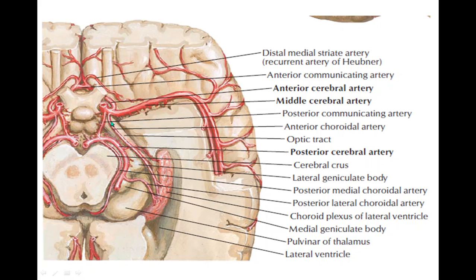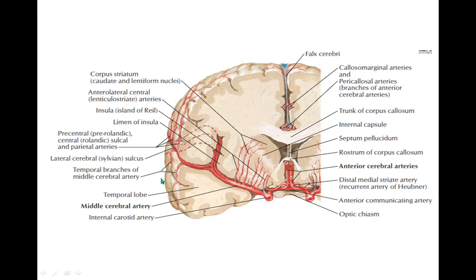You can see here, these are the choroidal arteries which are supplying the ventricles, or which are forming the choroid plexus which secretes your CSF. So what I mean to explain is, there are three types of branches arising from these cerebral vessels.